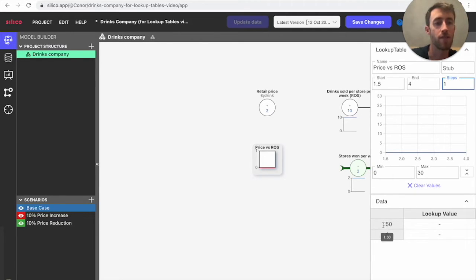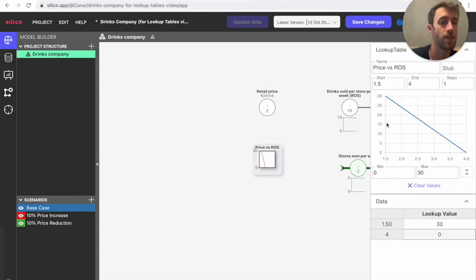So for a price of 1.5, what is the given lookup value going to be? Let's say that data says that if we were to charge a price of 1.5, our rate of sale would be 30. Whereas if we were to charge the price of 4, that's too expensive and therefore no one's going to buy a drink, so we're going to set a rate of sale of 0 for that. You can see how that changes the line here. And what this is saying is the higher the price you charge, the lower the rate of sale will be.